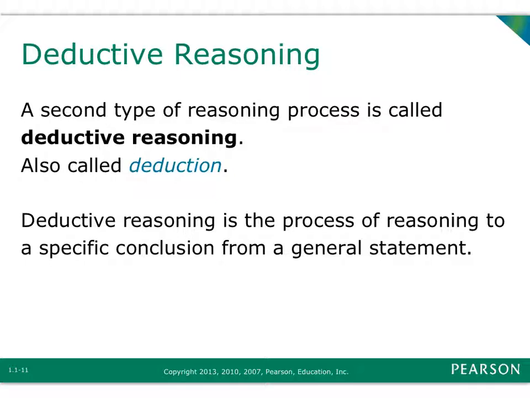Deductive reasoning, a second type of reasoning process, is called deductive reasoning. Deductive reasoning is the process of reasoning to a specific conclusion from a general statement. So if we have a formula that is generally used to find area for a circle, we can use that formula for every circle of different radiuses. That's using a method of deduction.